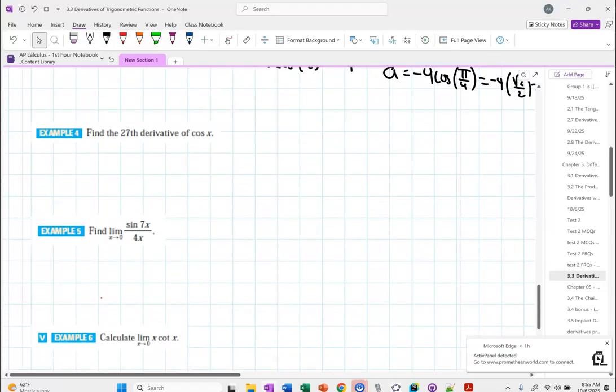Find the 27th derivative of cosine. Now, do you think we're going to do this? No. What should we do? Do it a couple of times and look for a pattern, right? Everybody good with this?